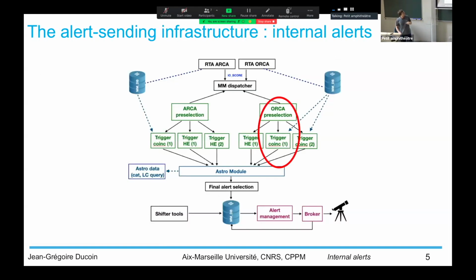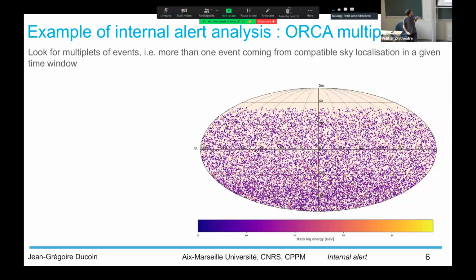Then I can give you an example of what we can do with ORCA. Of course, all strategies can be applied on both detectors, but mostly on ARCA, what we can look for is coincidence of multiplets of neutrinos. So here is an example of how it works.